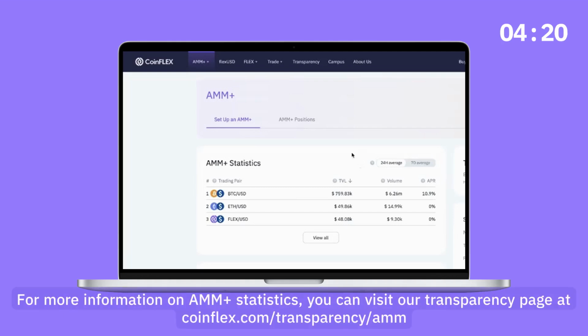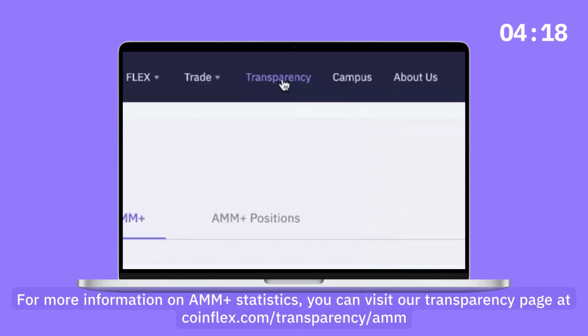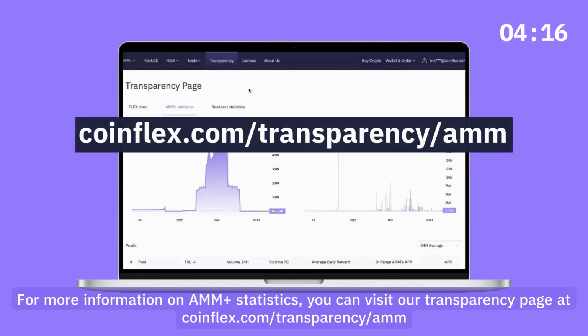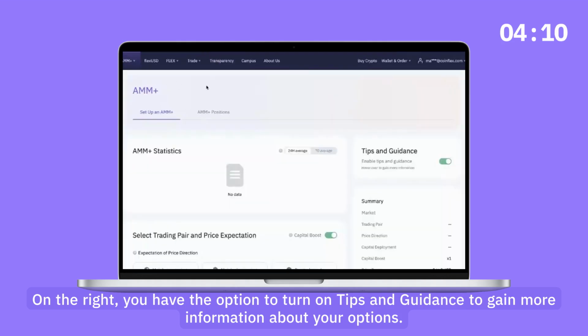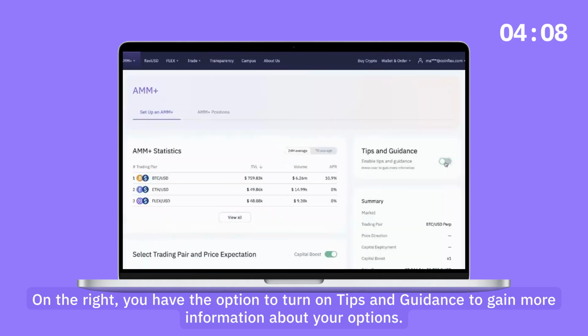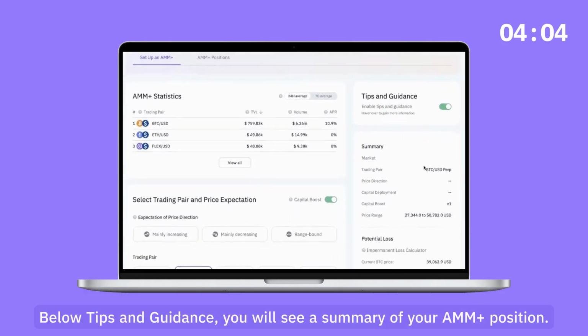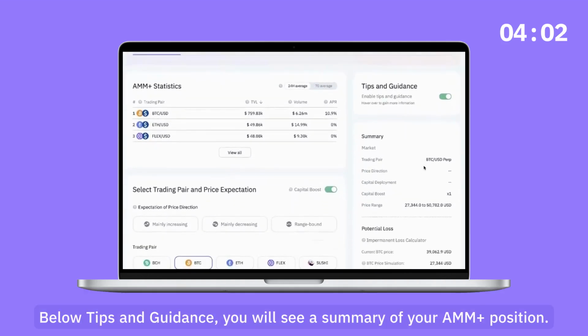For more information on AMM Plus statistics, you can visit our transparency page at coinflex.com/transparency/AMM. On the right you have the option to turn on tips and guidance to gain more information about your options. Below Tips and Guidance, you will see a summary of your AMM Plus position.